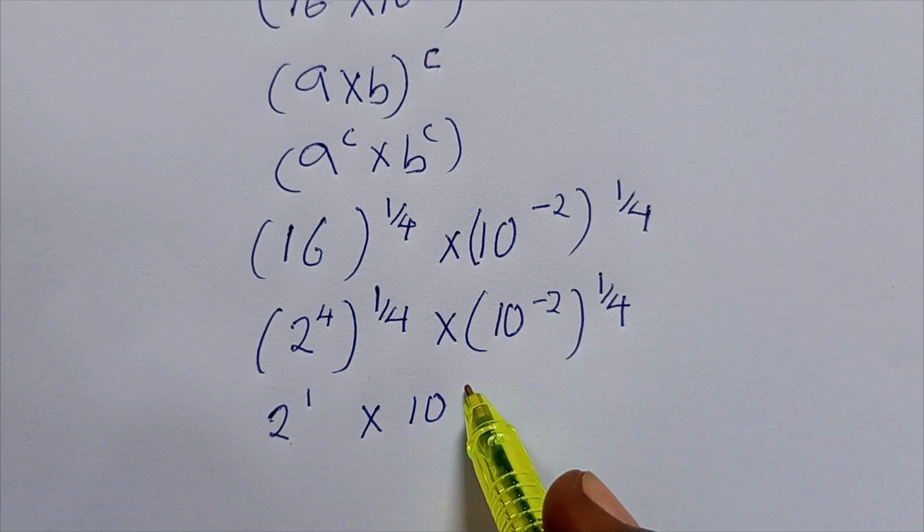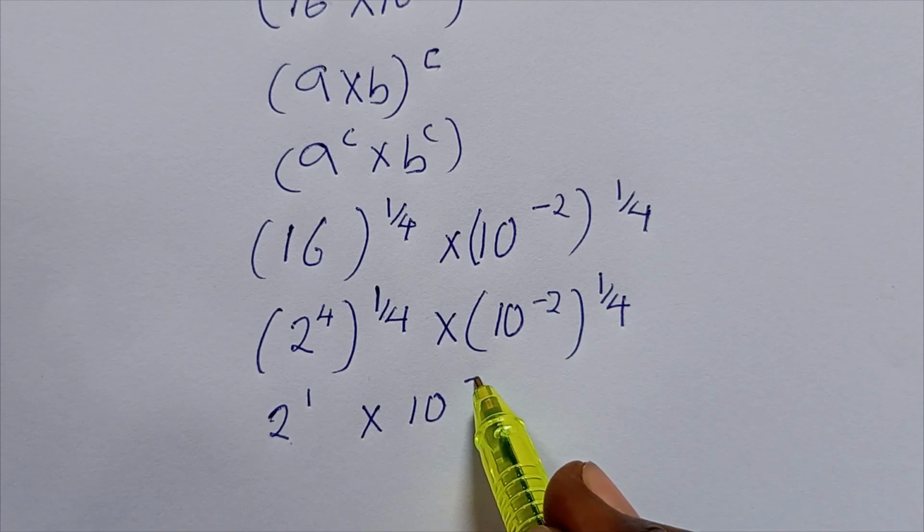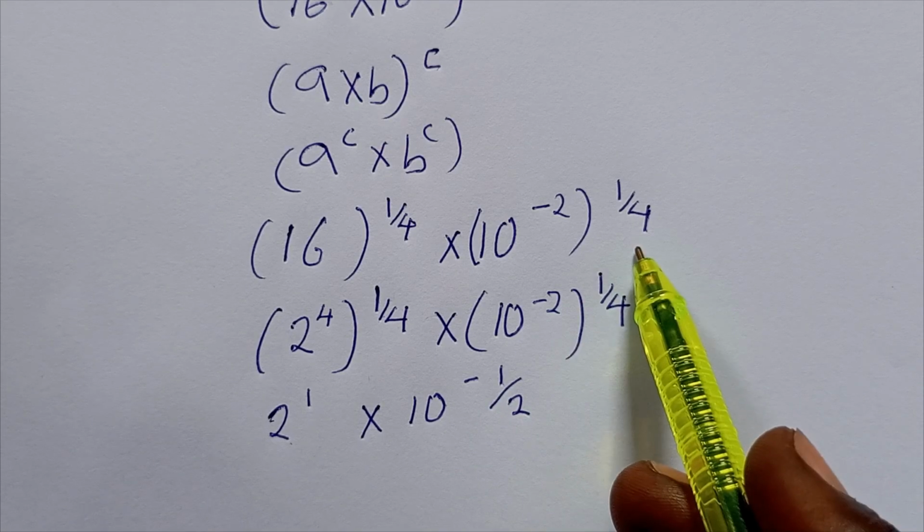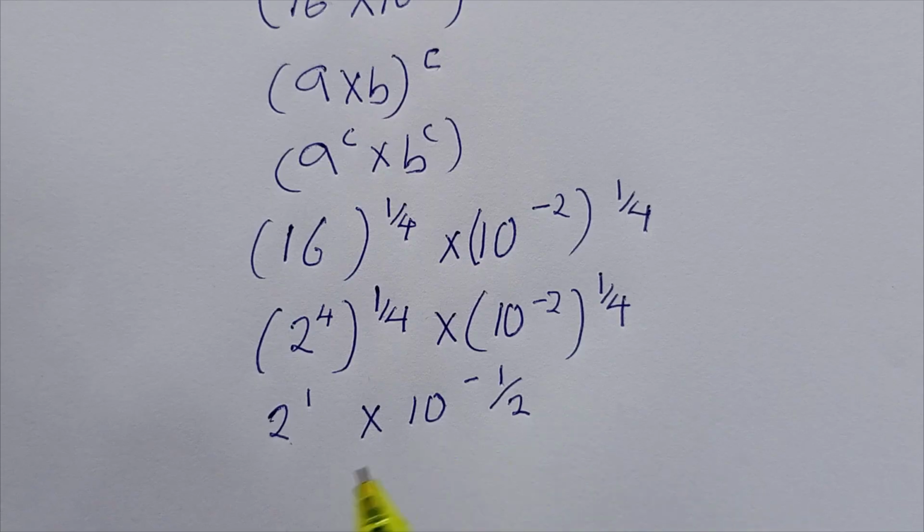We're going to be having what? Minus 1 over 2, because 2 here, 1, 2 here will be 2. So this is what we are left with: 2 times 10 to the power of minus 1 over 2. And in the options, this is the correct one.